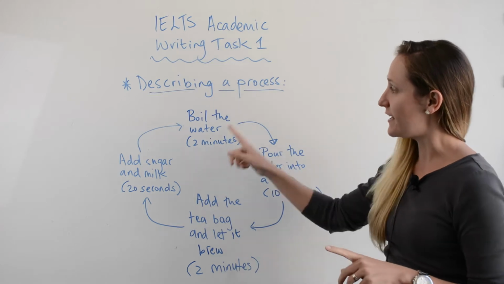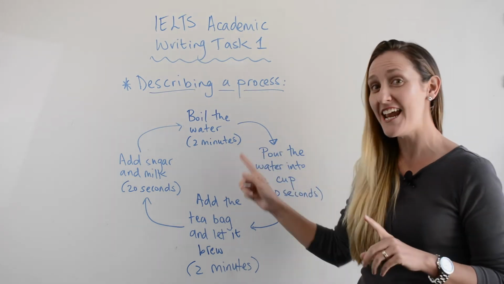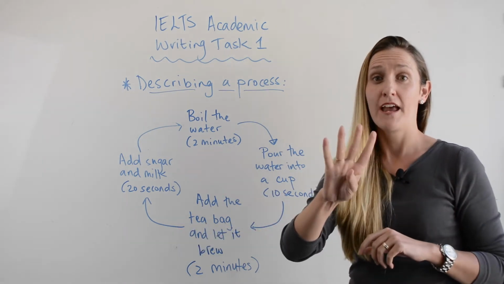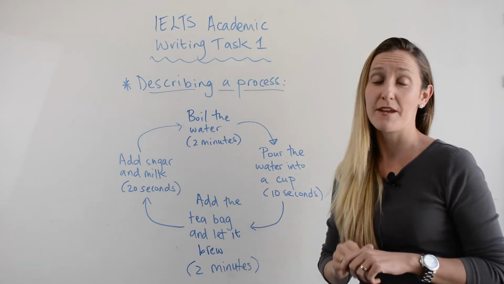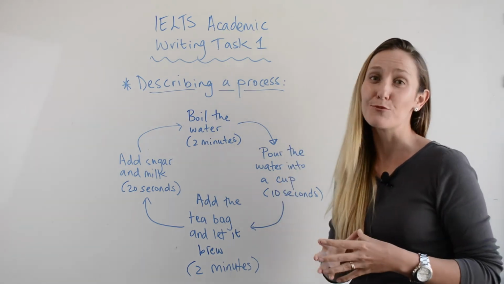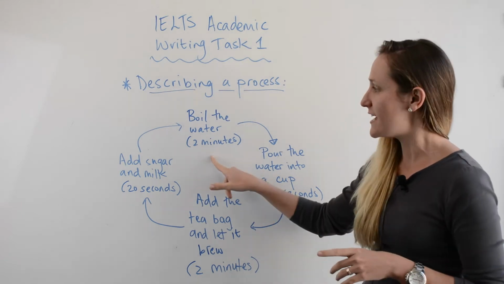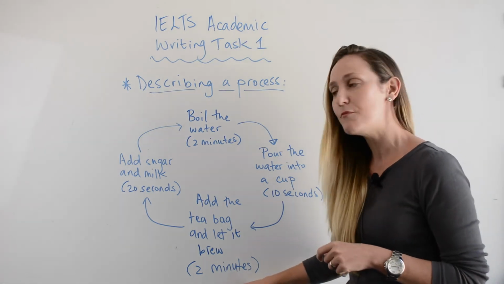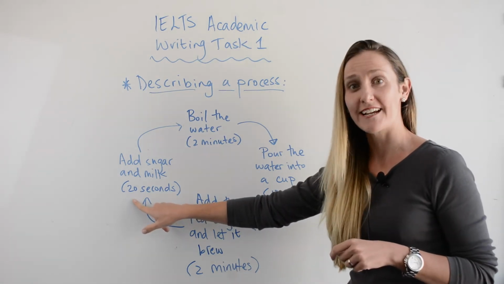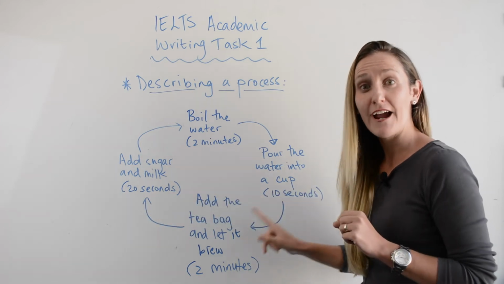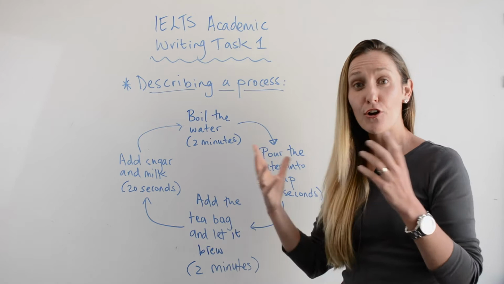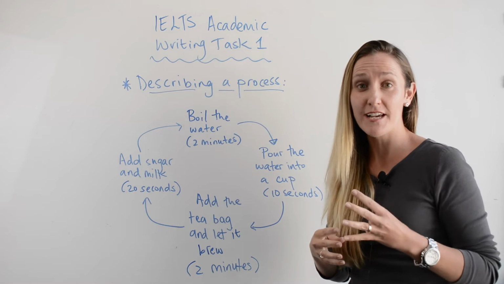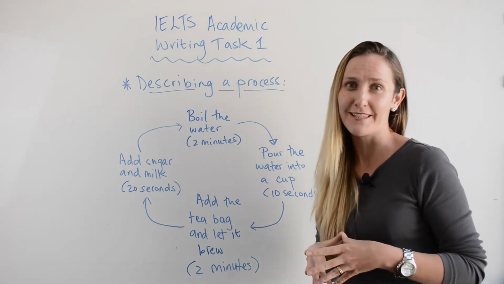So in this process here, where we're looking at making a cup of tea, we can see that there are 4 stages. The other thing that you should do in your overall statement is summarize how long the process will take in total. So the first stage is 2 minutes, the second stage is 10 seconds, the third stage is 2 minutes, and the fourth stage is 20 seconds. So in total, that's 4.5 minutes.